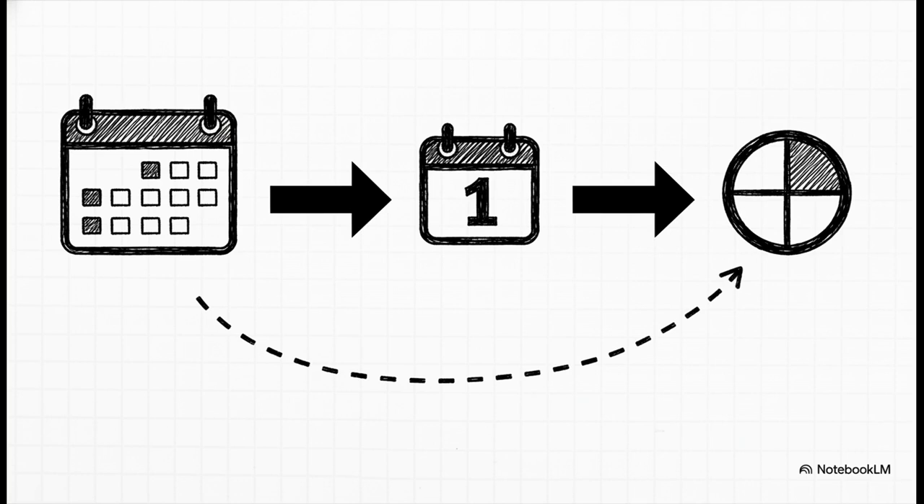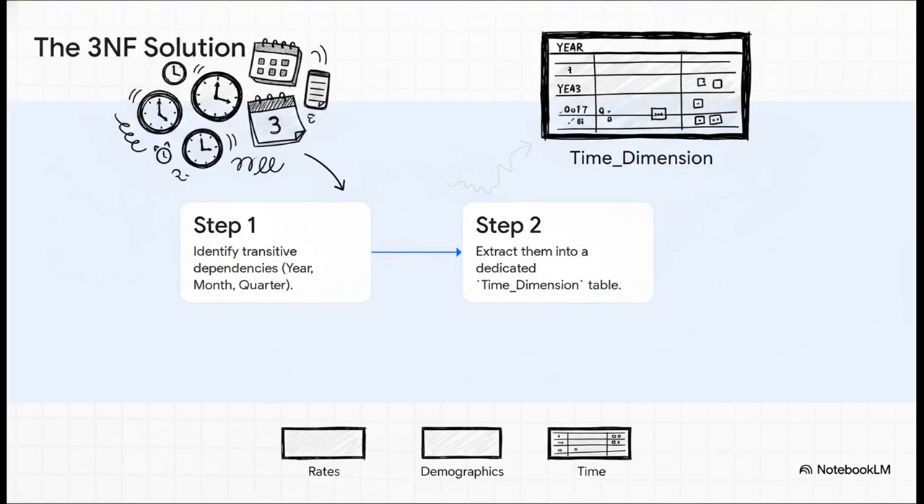That's a transitive dependency. And it's the same thing with recession status. That's a property of the date, not of the unemployment rate for that specific row. So you probably know the drill by now. We follow the exact same elegant pattern. We round up all these time-related attributes, year, month, quarter, recession status, and we pull them out into their own dedicated table. We'll call it a time dimension table. And now we're left with 3 beautifully clean, purposeful tables. One for rates, one for demographics, and one for time.